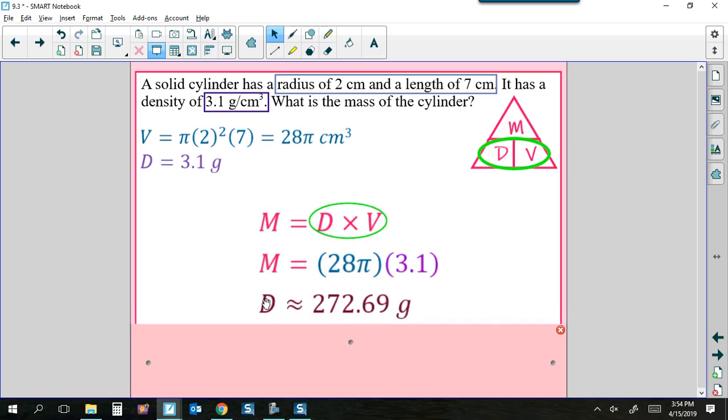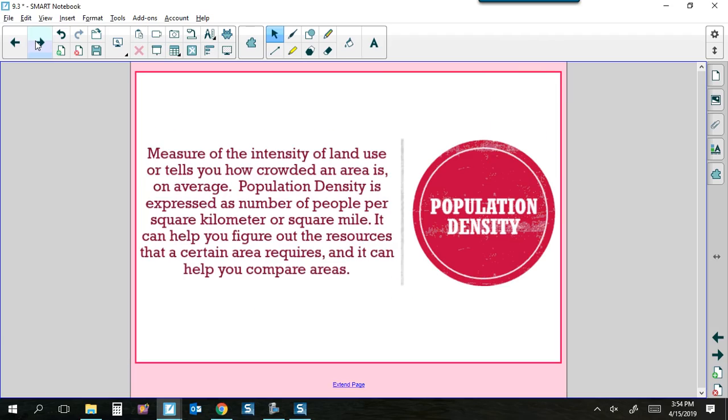I don't know why I have D here. That should be M. M is equal to, let's see if I can get it to fix. There we go. My bad. The mass is approximately 272.69 grams. Perfect. All right, let's go ahead and turn the page.